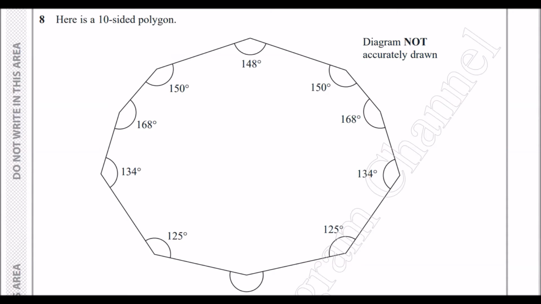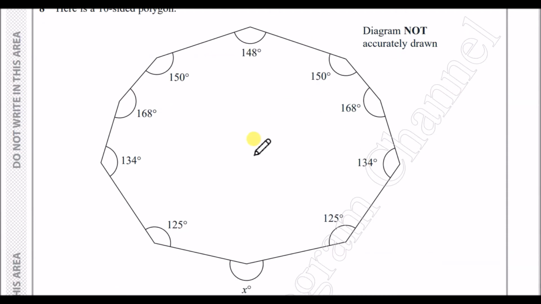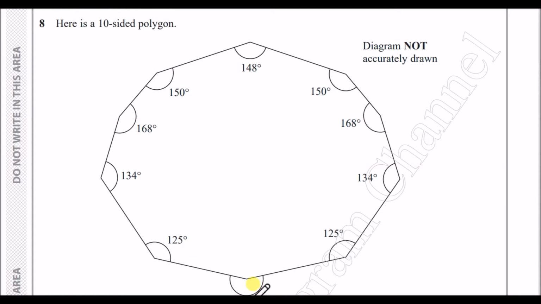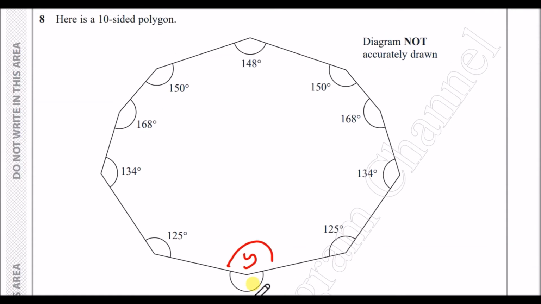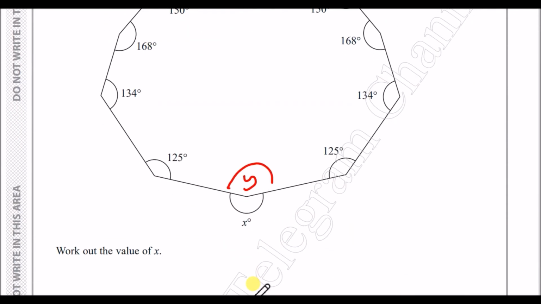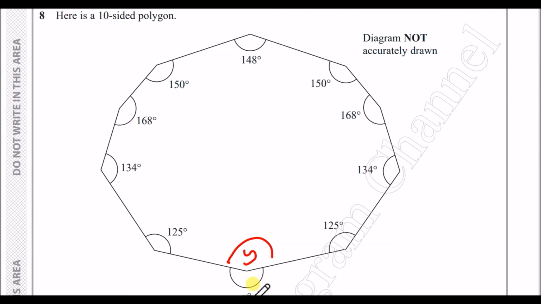So number 8. Now here is a 10-sided polygon. Okay, so you've got 10 sides, you've got everything done. The only weird one is that x is on the outside, which I don't know why they did that. It's just making it kind of confusing. So what we're going to do, if they use x outside, we're going to put y inside, yeah. So it's going to look a bit like that. Now, what they want? So work out the value of x. Cool. Alright, so for any single polygon, guys, always remember these set formulas.